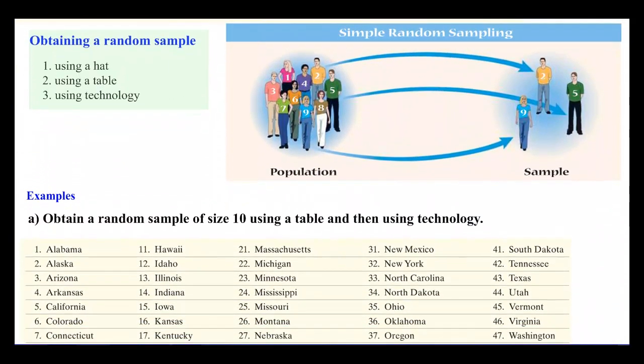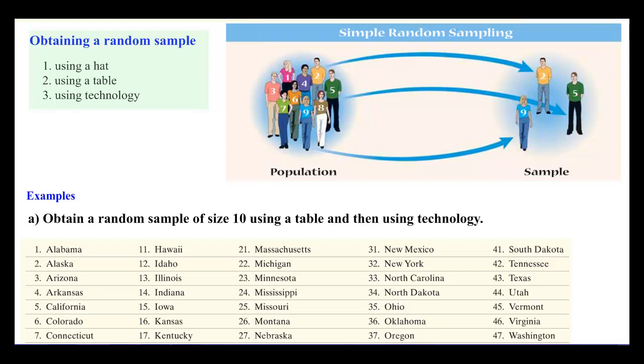All right, so there's a couple of different ways to obtain a simple random sample or obtain a random sample. So you can use a hat, where you would literally put all of the individuals into a hat and then perhaps draw names or numbers or something like that. You could use a table, which we will discuss, and then you could also just use technology, which is what's done most often, where you have technology just generate random numbers for you that correspond to individuals, or where the technology will actually pick the individuals for you. All right, but let's talk about using a table just briefly.